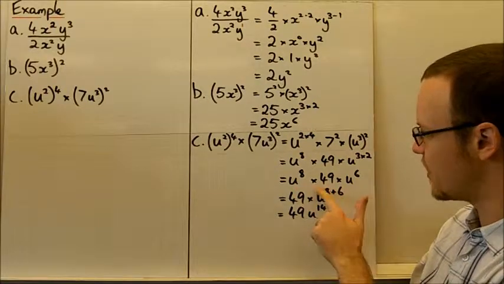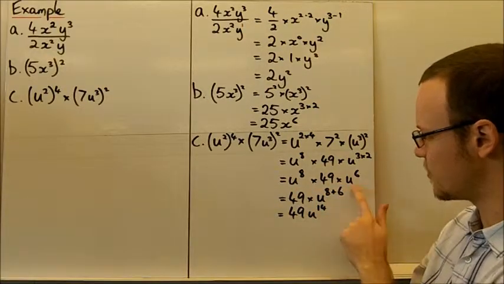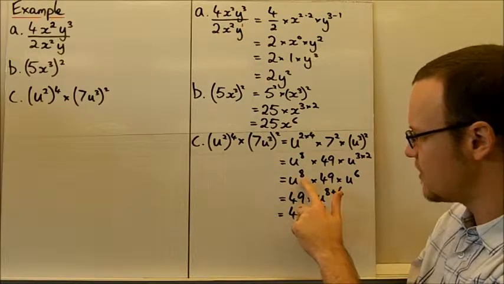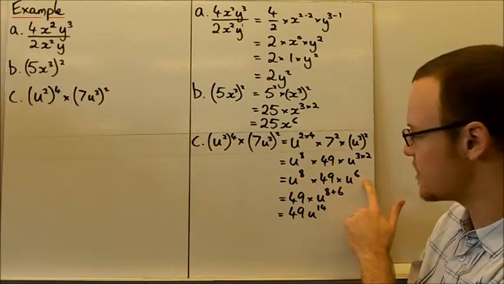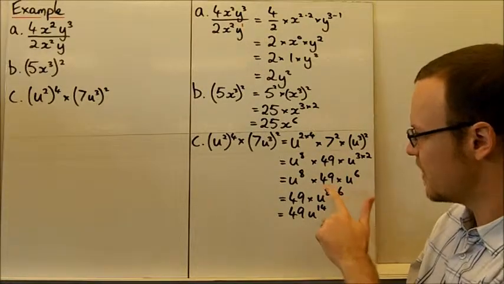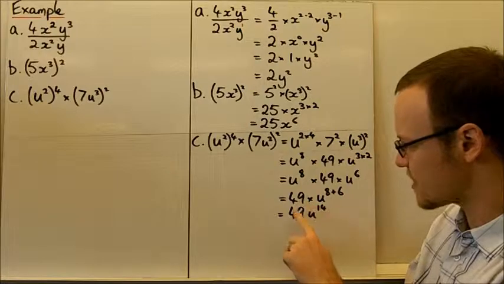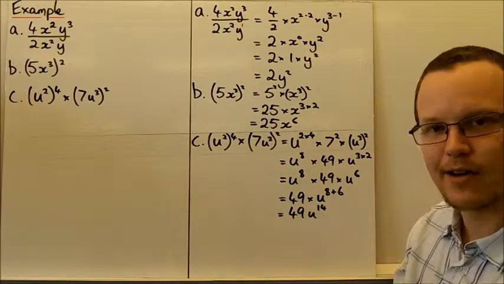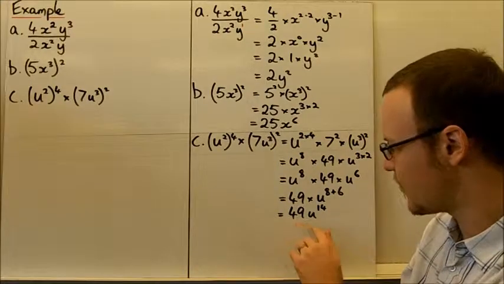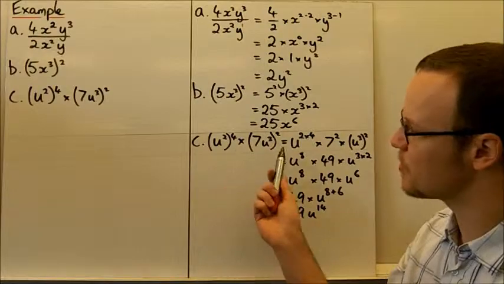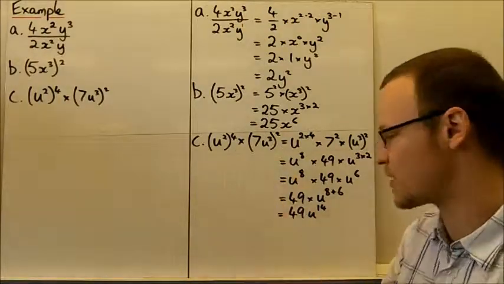So if we simplify that, u to the power of 3 times 2, we get u to the power of 6. And here we've got u to the power of 8 times u to the power of 6. So that's the same as u to the power of 8 plus 6. And we've got our 49 there. So u to the power of 8 plus 6 is u to the power of 14. So our final answer there is 49 u to the power of 14. A much simpler expression than what we started with.